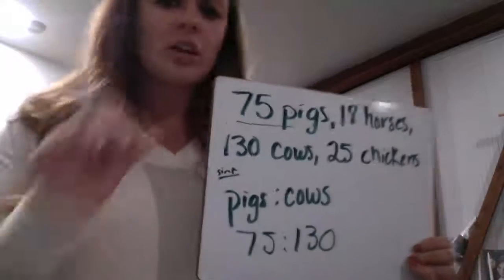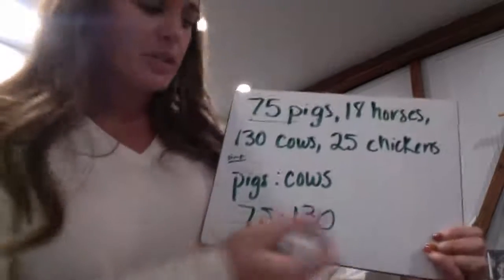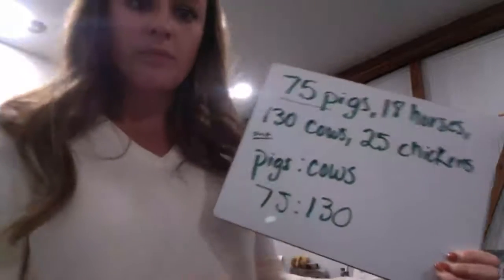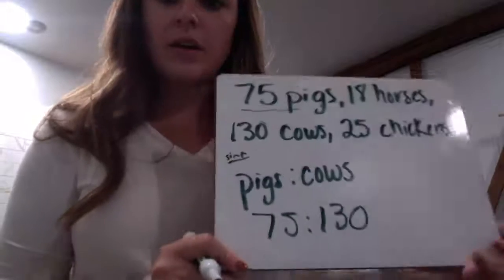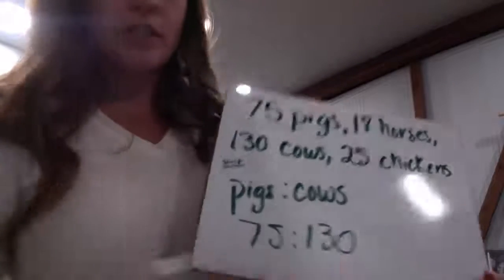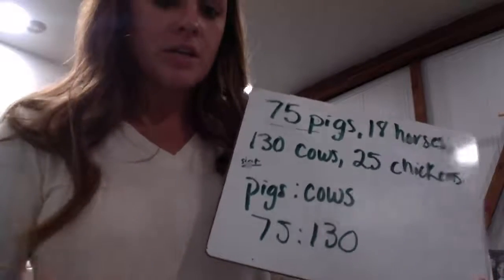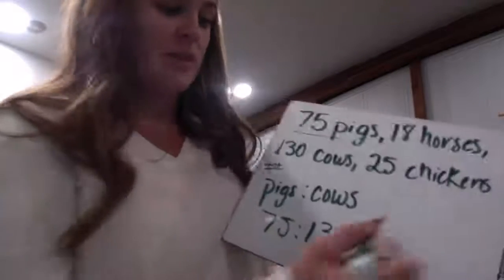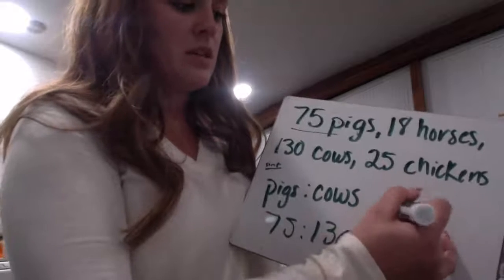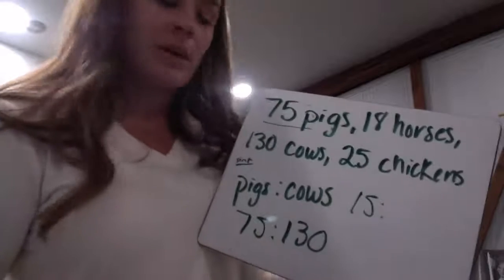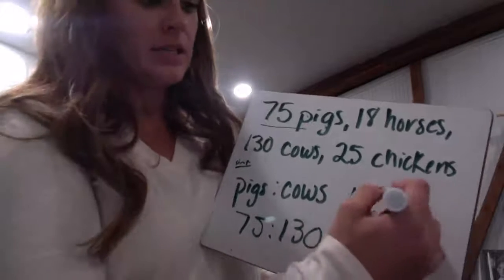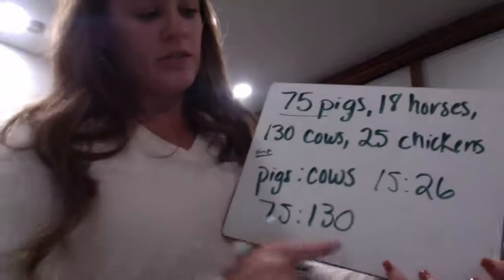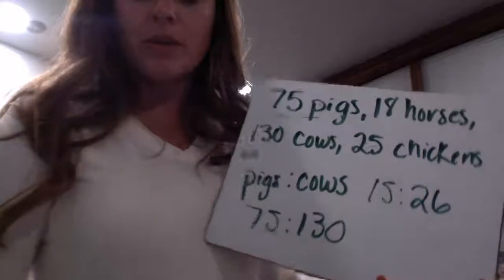That's the hard part. You have to figure out a number that goes into each of these and then simplify it. Okay, so any number that ends in 5 or 0 can be divided by 5. So 75 divided by 5 would be 15, and 130 divided by 5 is 26. So when you reduce this, the ratio is 15 to 26, okay?